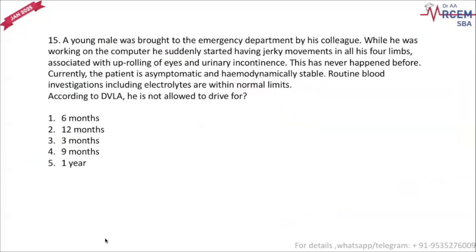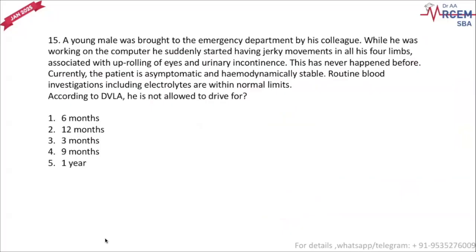A young male was brought to the ED by his colleagues while he was working on the computer. He suddenly started having jerky movements on all four limbs associated with uprolling of the eyes and urinary incontinence. This has never happened before. Currently, the patient is asymptomatic and hemodynamically stable. Routine blood investigations, including electrolytes, are within the normal range.